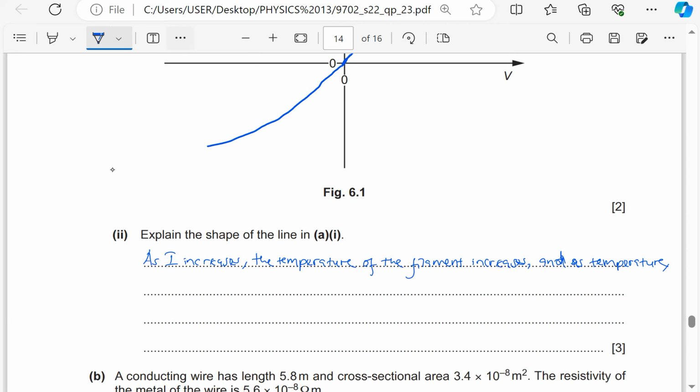And as temperature increases, I want to remove this comma here. And as temperature increases, the resistance of the filament increases.